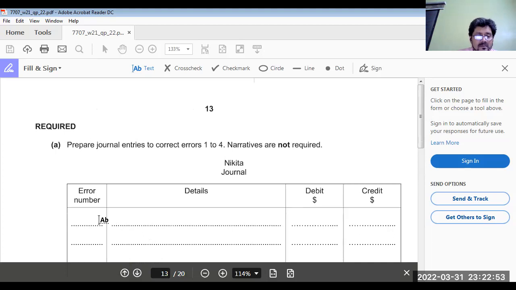Error number 1. Narratives are not required. So that's very good. Error number 1, done. What is error number 1? We have to reduce the insurance expense account. Insurance expense is a debit account. When we reduce it, we have to credit it. It means we have to debit suspense account. Suspense debit and insurance credit 2,000.